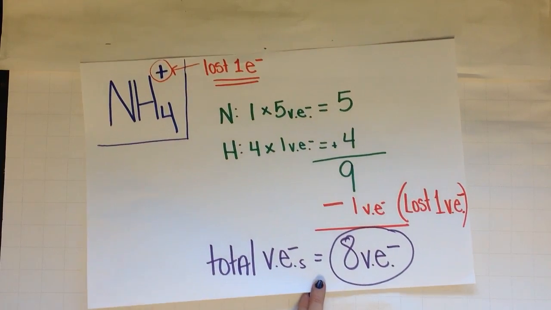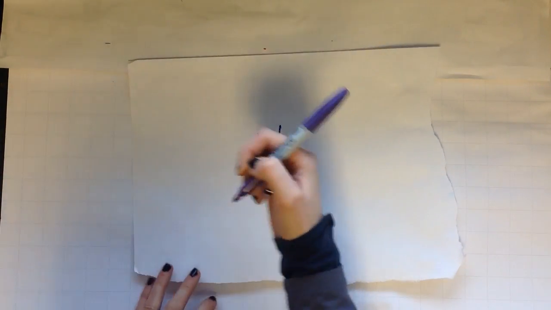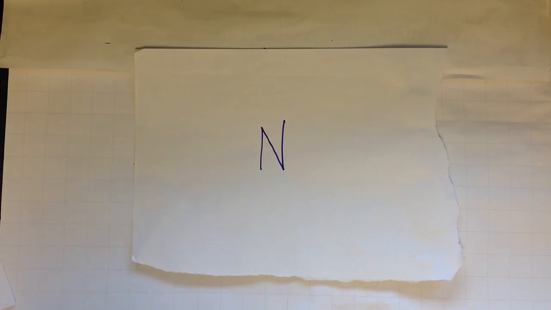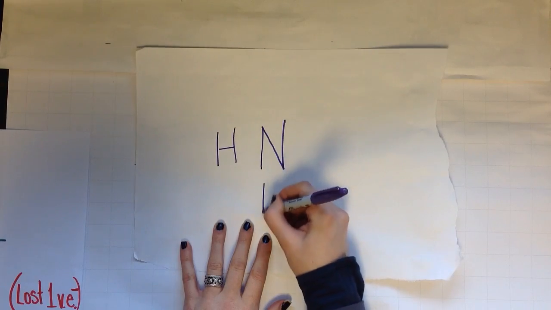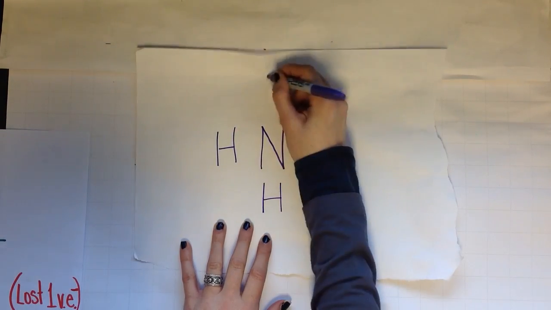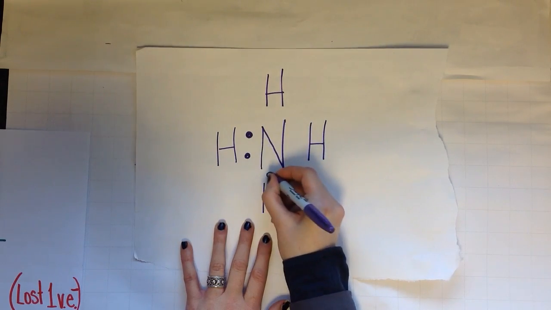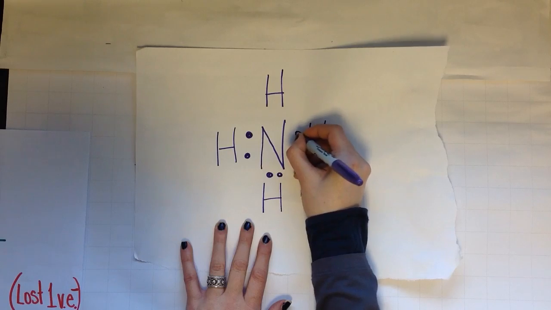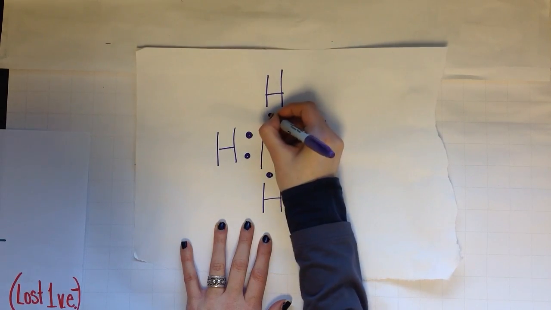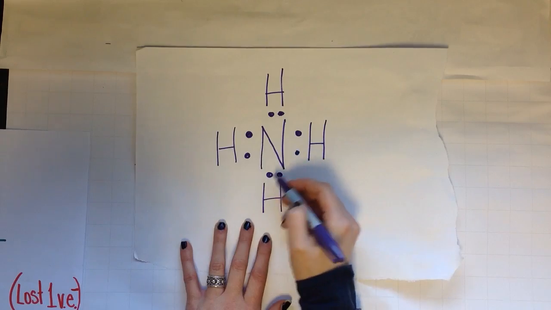So let's draw the Lewis dot structure for this. Again, you want to make sure that you pick the first atom as your center, except for hydrogen. So nitrogen's my center, and I want to bond everything to my center. I get a total of 8 valence electrons. I have 4 hydrogens. Attach them to the bonding sites. Remember, start with a bonding pair. 2 electrons make 1 bond. So I've got 2, 4, 6, 8.